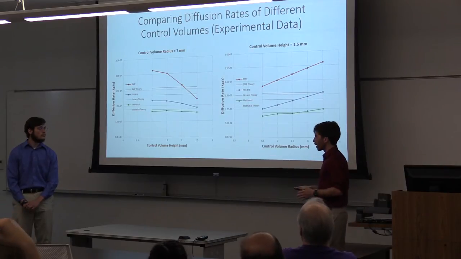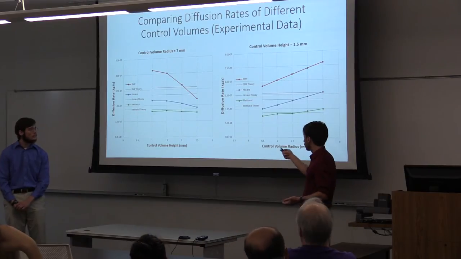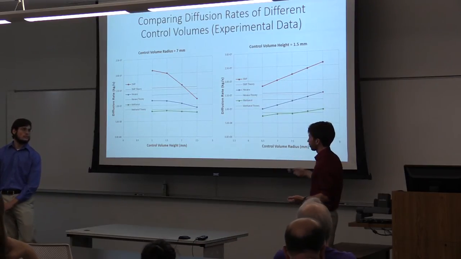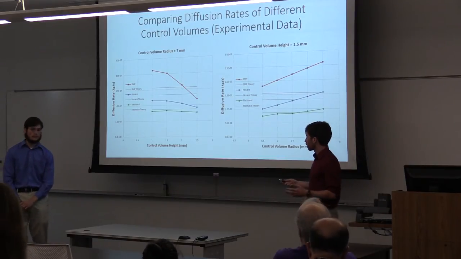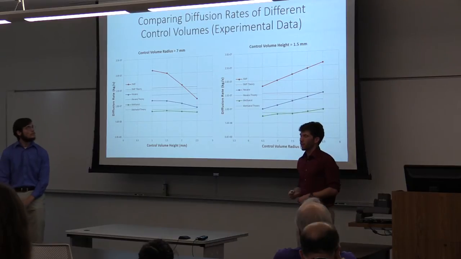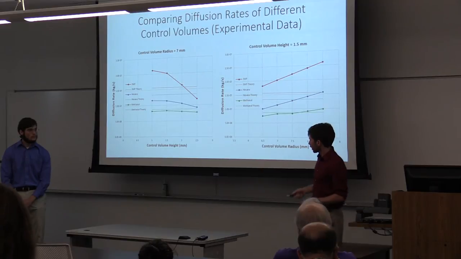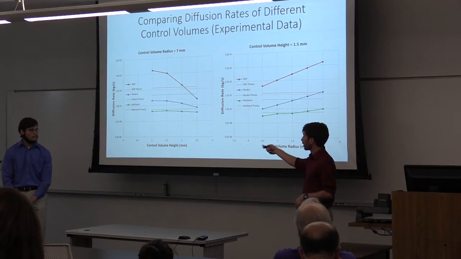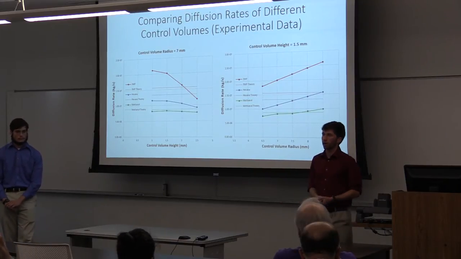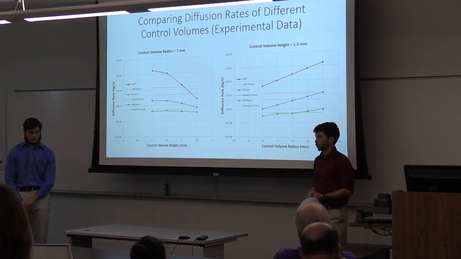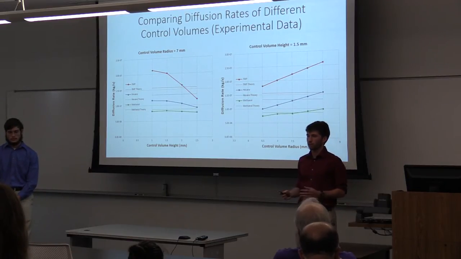Methanol's diffusion rates are remaining relatively constant. When you change the height and when you change the radius of this control volume, you're getting relatively constant diffusion rates. It's only changing a little bit. And what this suggests to us is that diffusion is dominating the evaporation of methanol. It's remaining very close to this theoretical evaporation rate. And this is in line with what we expected, or what we believed, because methanol's molecular weight is about the same as air.